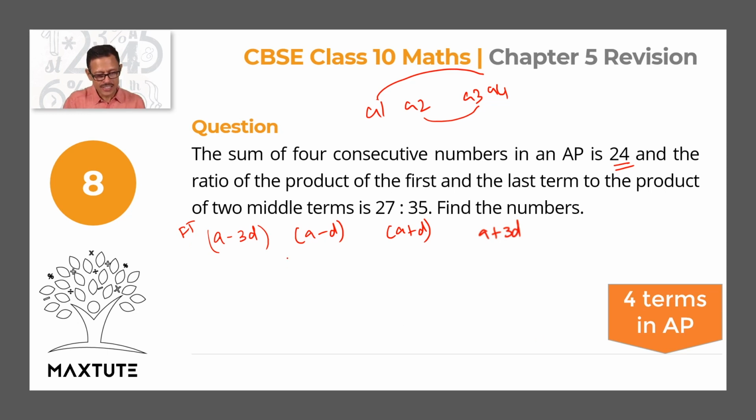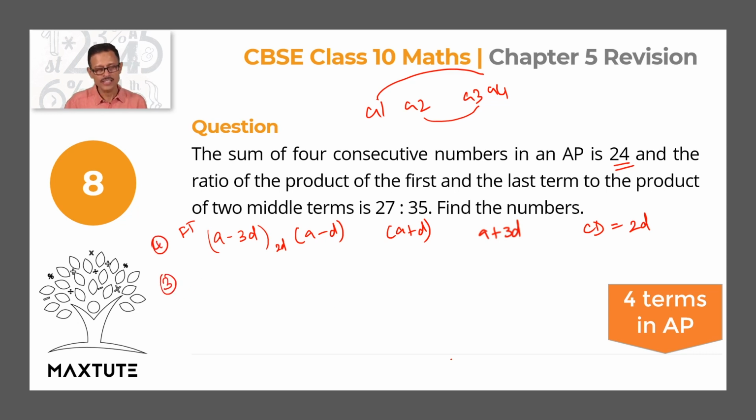What did we add to a minus 3d to get the next term? a minus 3d, and the next term is a minus d. The difference between these two is actually 2d. So the common difference of this progression is equal to 2d. So the usual denotations that we have, a and d, are not the same in this particular case. If you have 4 terms, go with this.